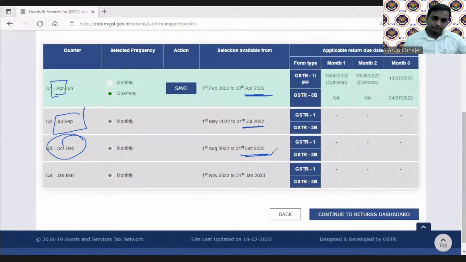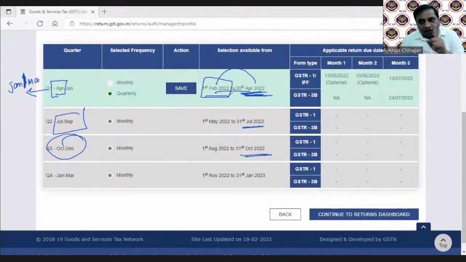The government is giving the option to change 3 months in advance. For example, 30th April is the last day, the option would be started from 1st Feb. Or in other words, go to the previous quarter, Jan to March. So second month, that is Feb, from first day of second month, the option is available to change the frequency from monthly to quarterly or quarterly to monthly.